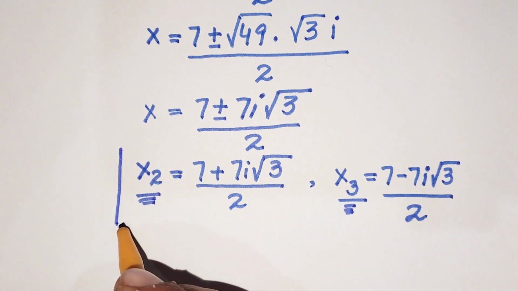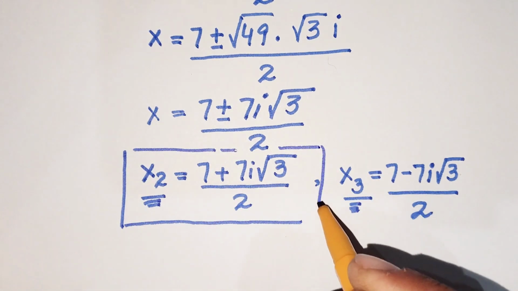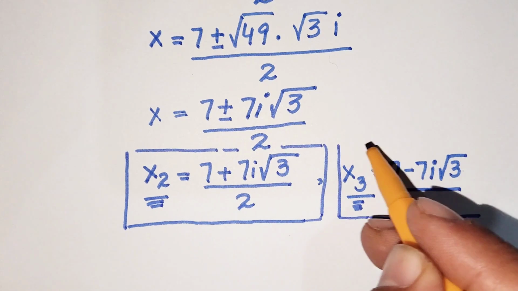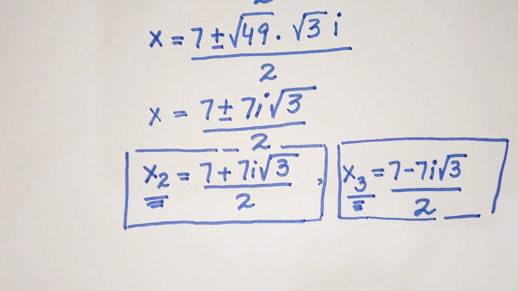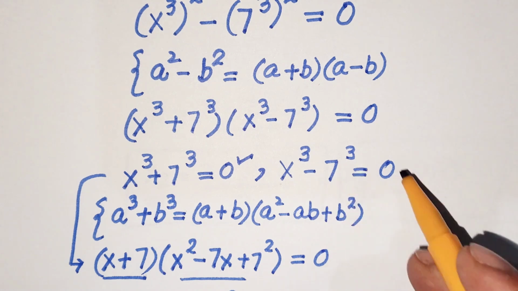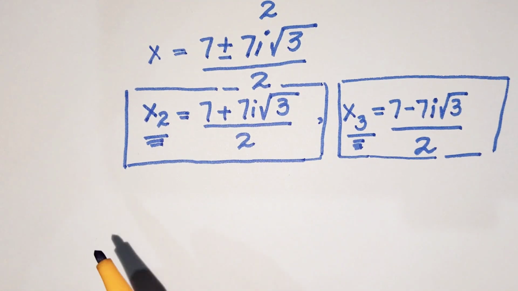So we have found three values of x in the first case, and now we are going to find the second case for other values of x. So now we are going to recall our equation, which is x cube minus 7 cube is equal to 0.